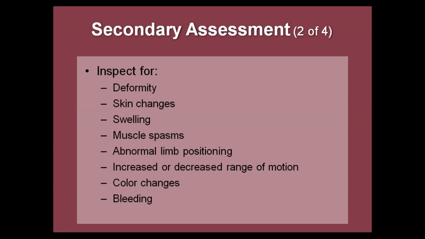Did the interventions you did initially because of gross hemorrhage stop the bleed, or do you still have excessive bleeding and need to apply additional bandaging? With the color changes, is there an improvement, or are things getting worse? Muscle spasms obviously can be an issue, as can other skin changes. So we always need to reassess that area and reassess our interventions, making sure that they are improving the patient's overall condition.